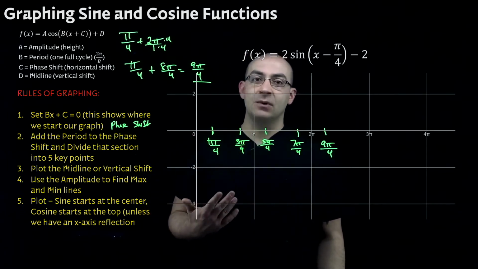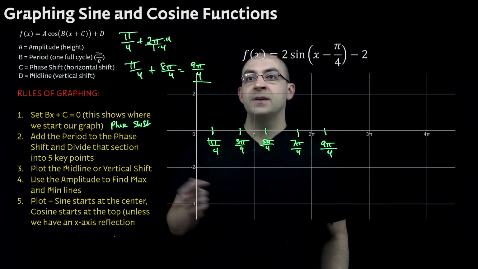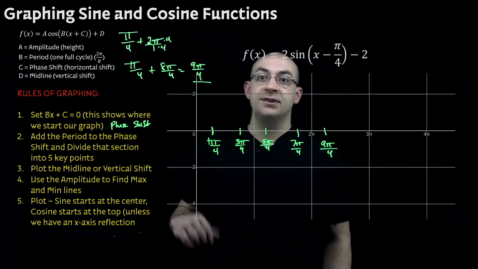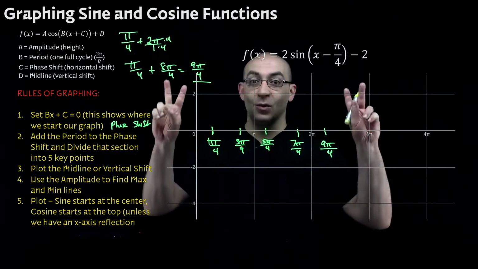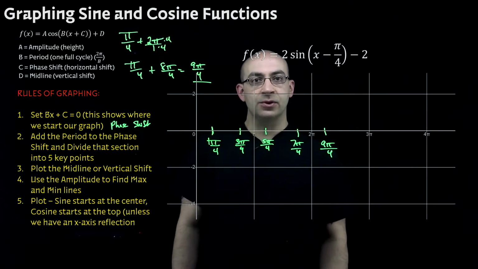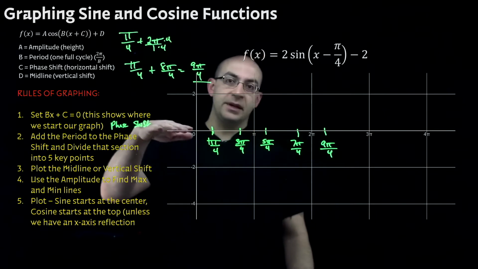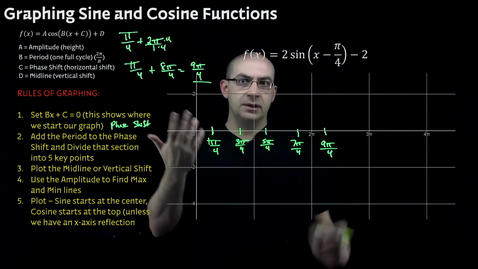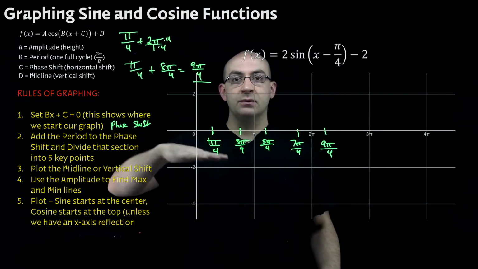Now we can really get going on finalizing the process of doing this graph. So we just completed step 1 and step 2. Step 3, we're going to plot the midline. This is where it's useful to understand the word midline. So the vertical shift here is -2, or the midline is -2 here. Meaning, because our midline normally is 0, since our parent function doesn't have all this stuff on it, we're actually going to go 2 units down.